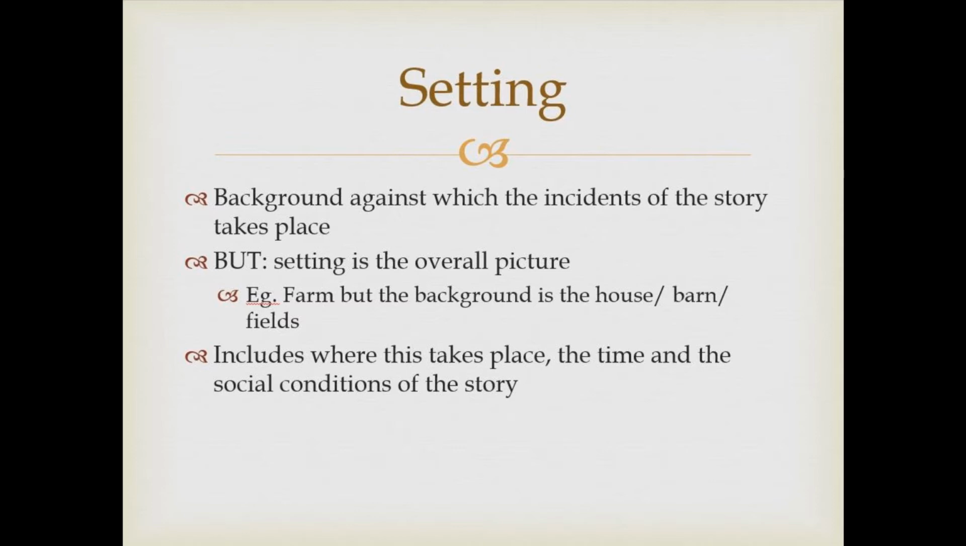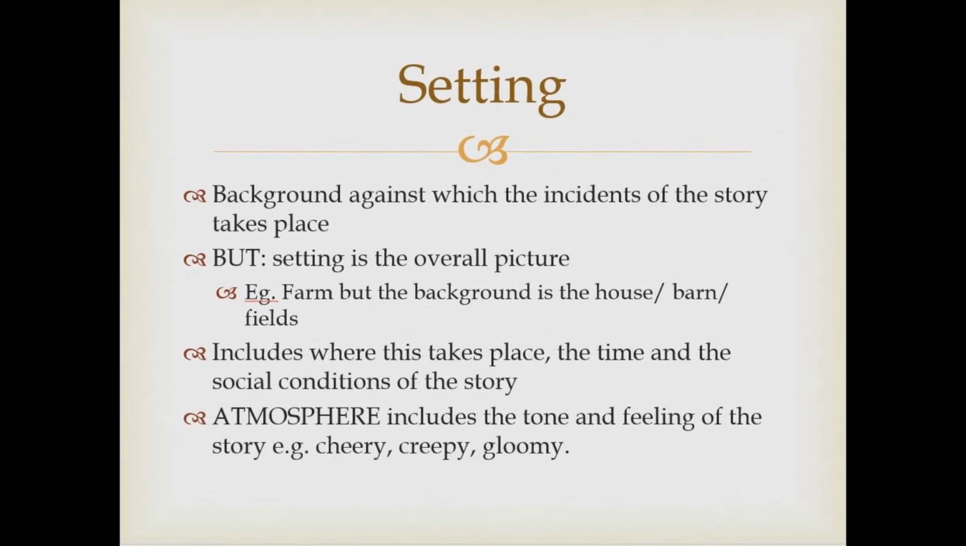It also includes the social conditions of the story. Example, maybe the story starts off in World War II, or it starts off in a post-apocalyptic film like Mad Max Fury Road or Divergent or Equilibrium. Then we come to the atmosphere. This includes the tone and the feeling of the story. Example, if the story is cheery or creepy or gloomy.